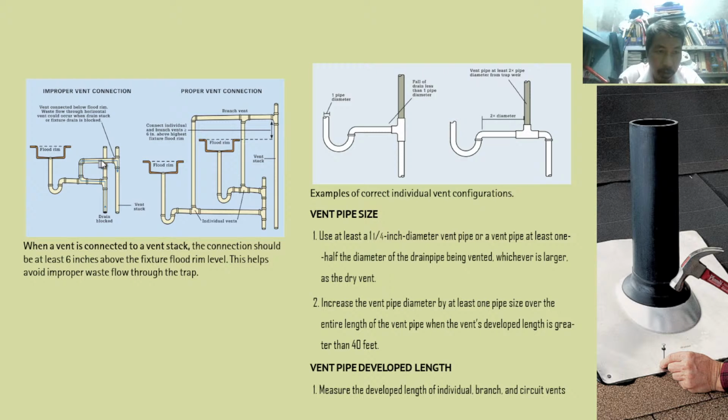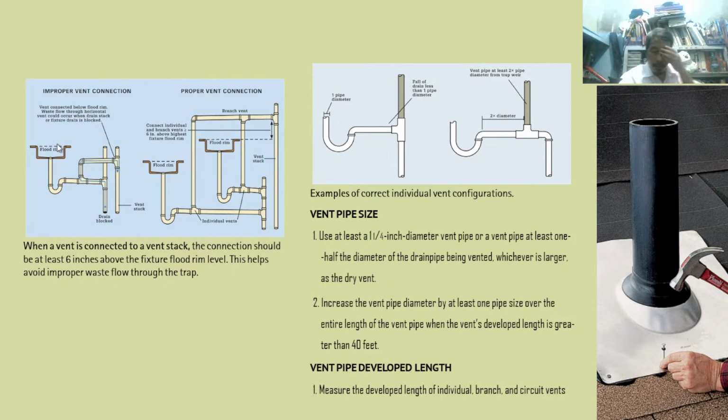Okay, this is a wrong connection. The bend is connected below the flood rim, through a horizontal bend. So this is wrong. This horizontal bend pipe must be placed somewhere here, above this flood rim level.